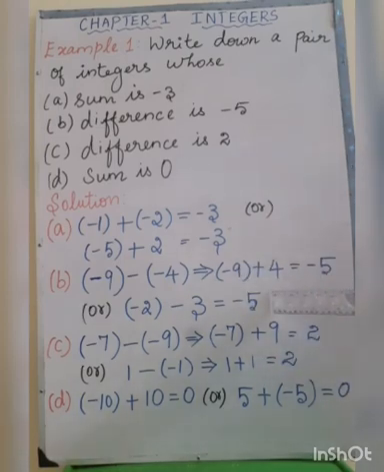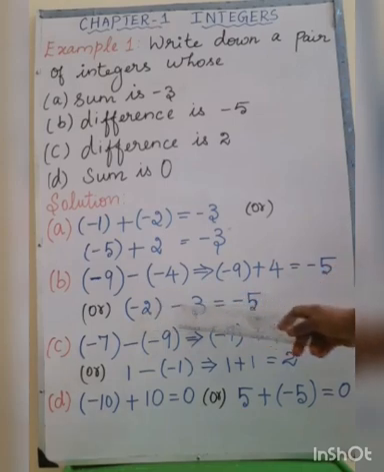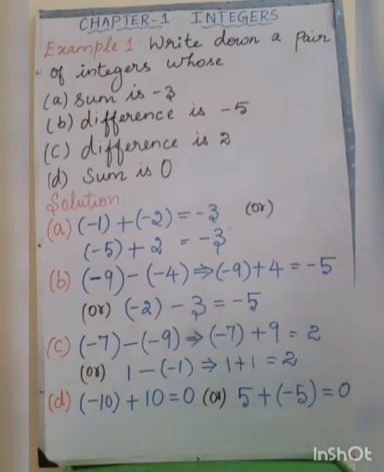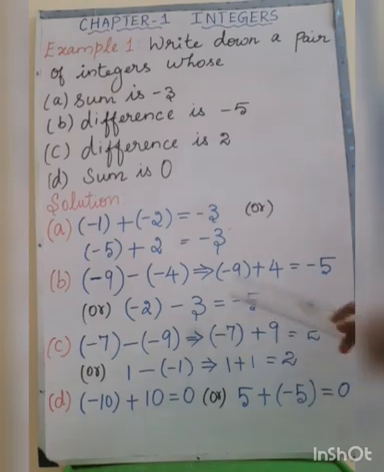The second solution of B is minus 2 minus 3. These two numbers are negative integers, so add the numbers and put the minus sign before the number. 2 plus 3 is 5, put the minus sign before the number.